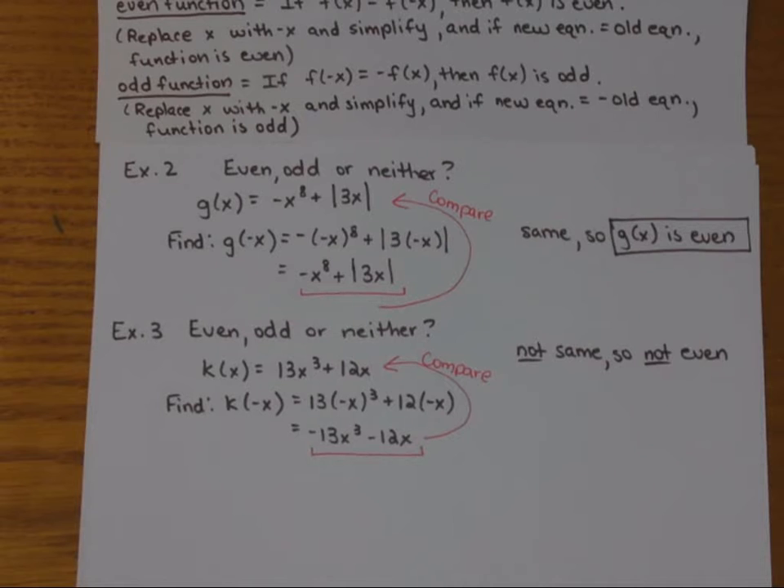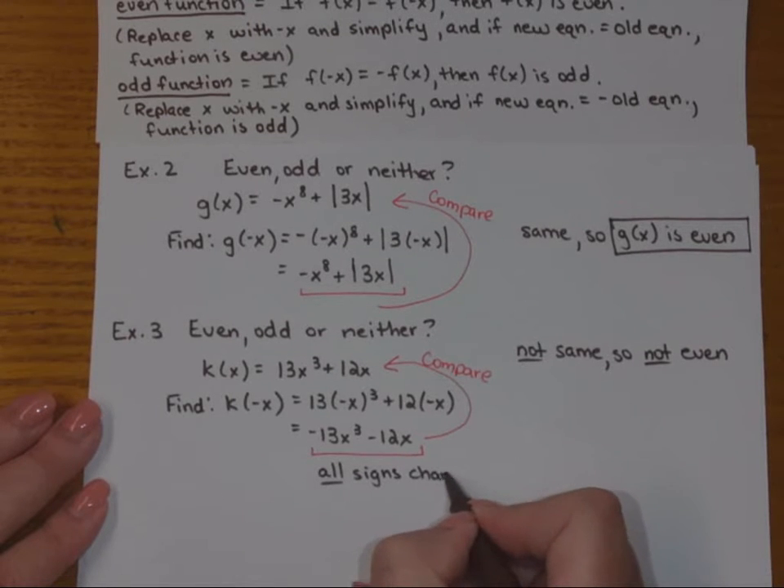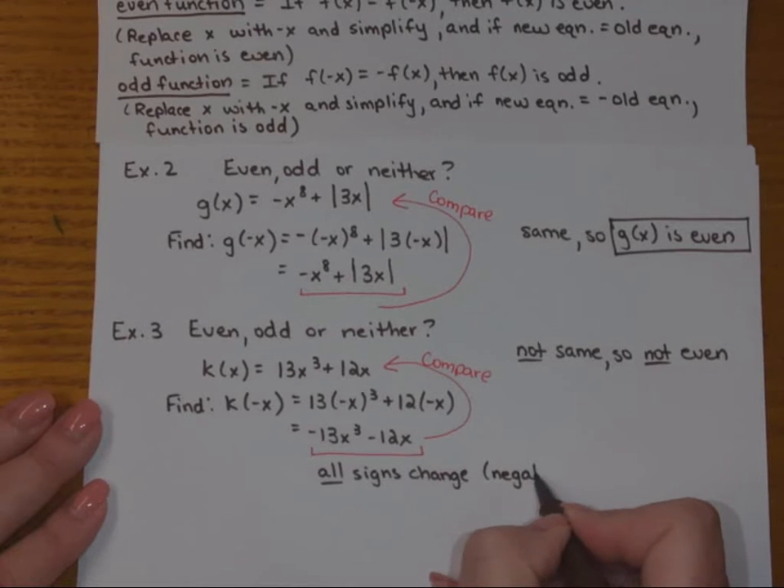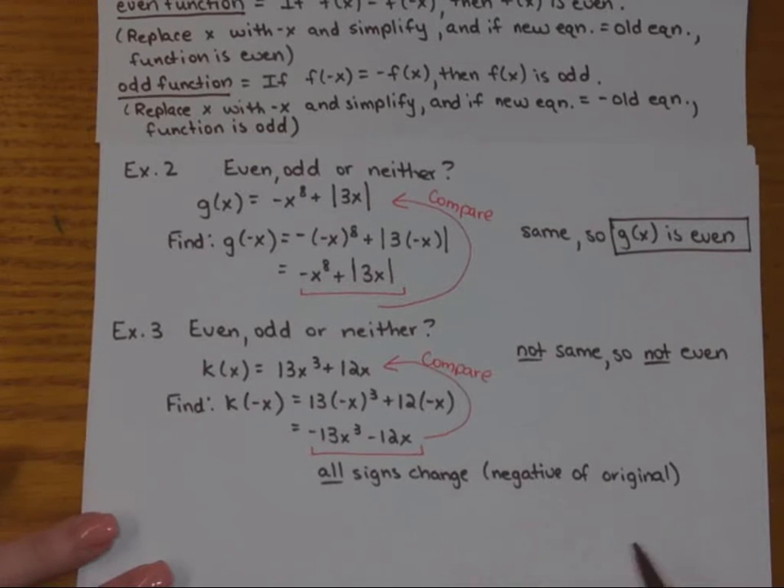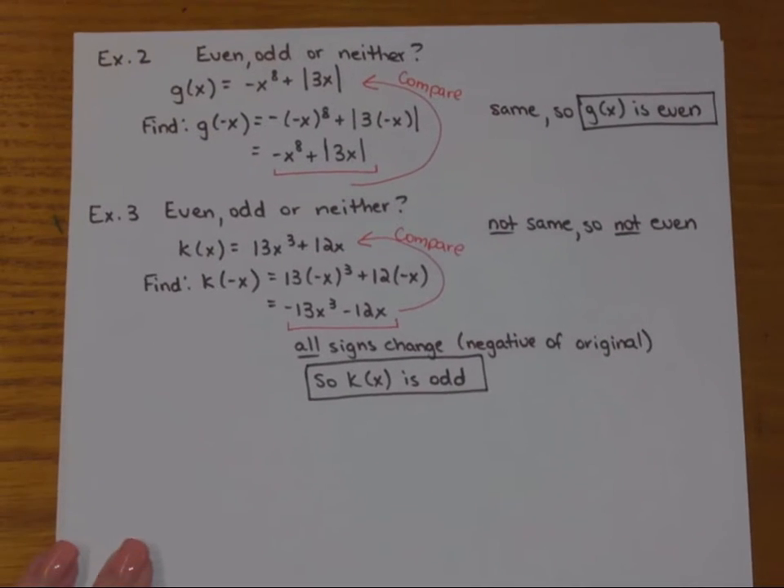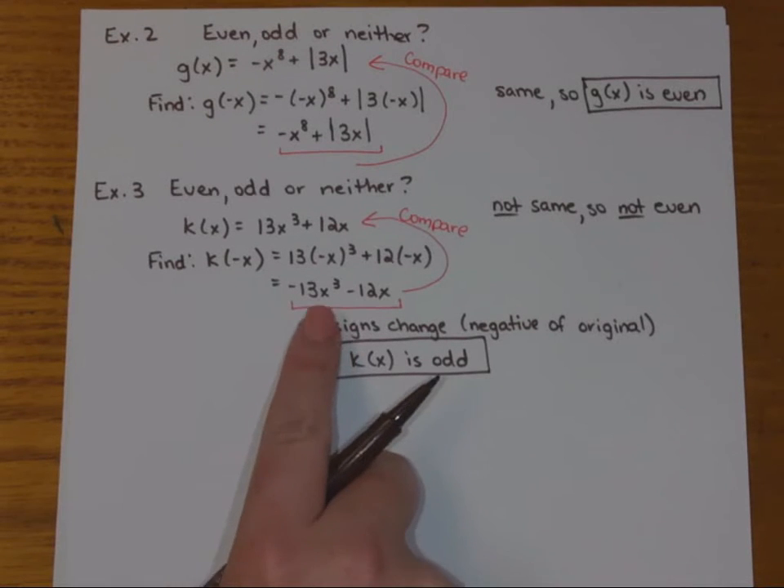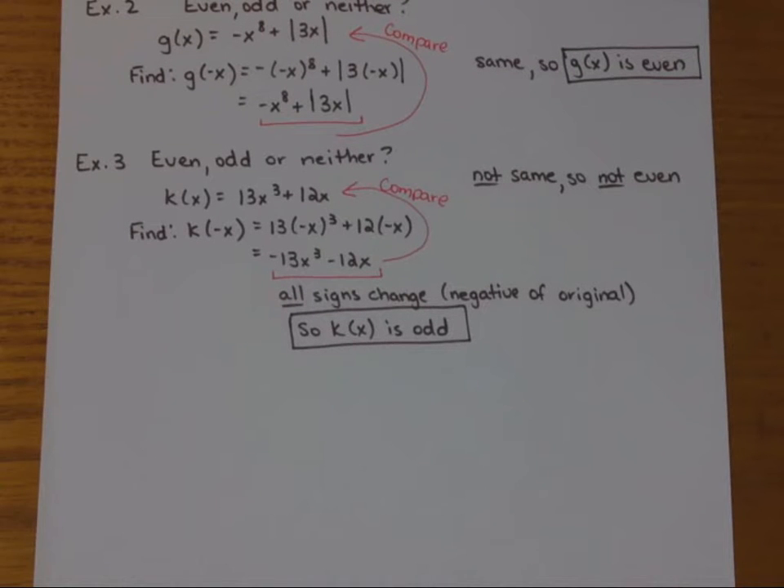Okay, so the next thing is, is this function the negative of the original? Notice that all signs change, which means it is the negative of the original. So that means that it is odd. So you just have to be able to show that it is the exact negative version of the original. Now, for a problem like this, if you would have had some of the signs change and some of them not change, then you would have to say neither, okay? Because the negative version needs to truly be the negative version everywhere, not just in some places.